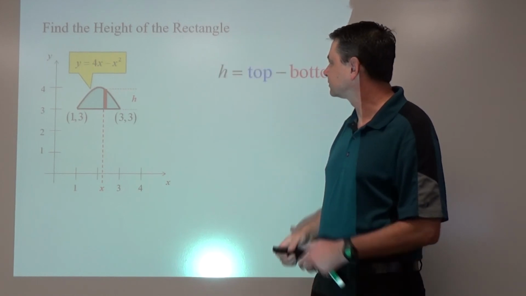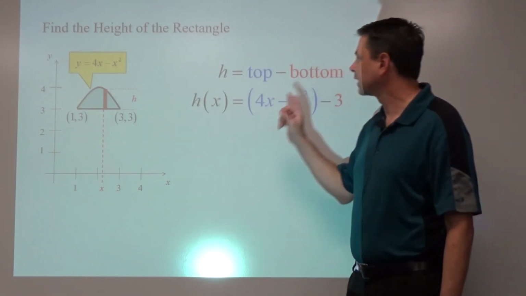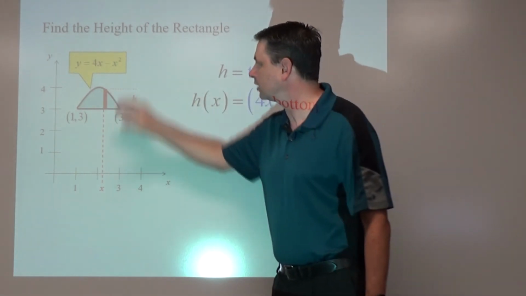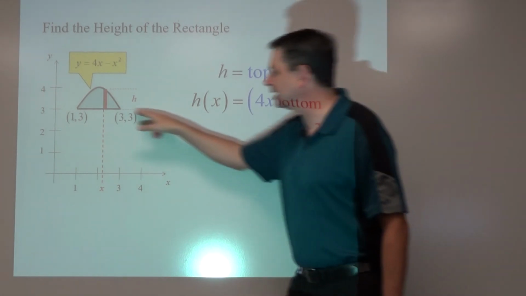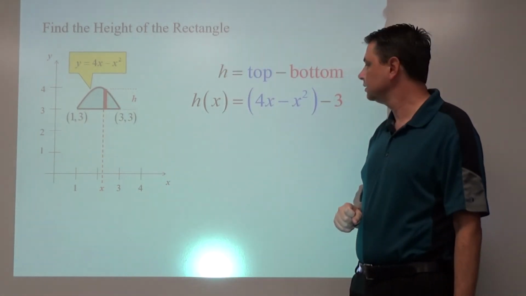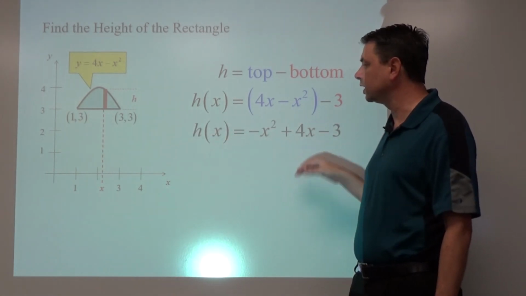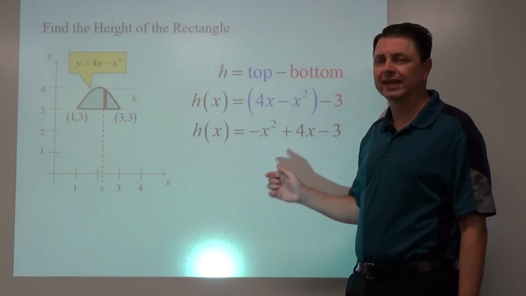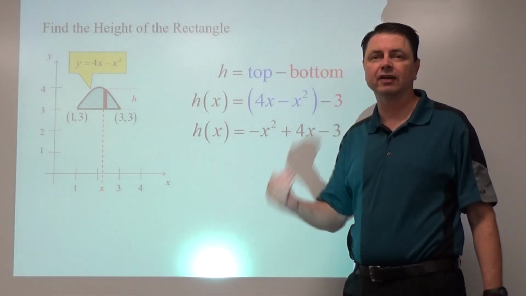So the height is top minus bottom. Our top function for this part is 4x minus x squared. Subtract the bottom function, which was the horizontal line, y equals 3. So clean that up. There's our function. But as we said before, that's not true everywhere. You have to give the domain for that function.